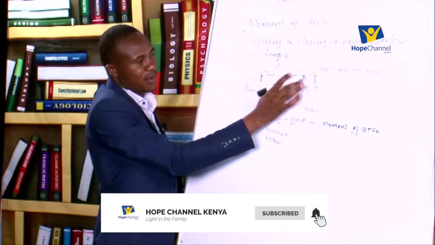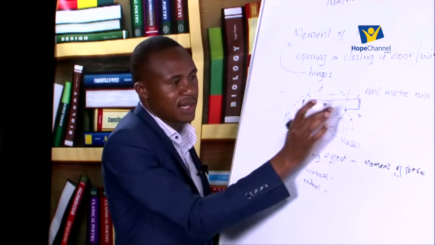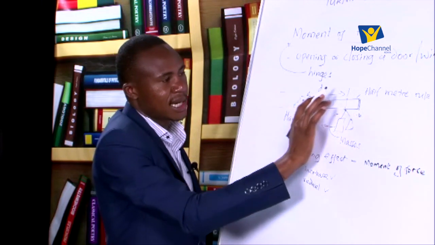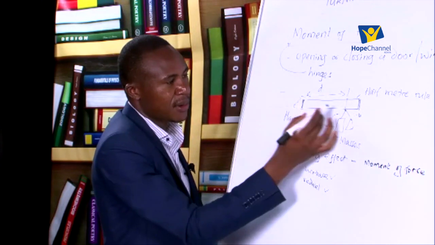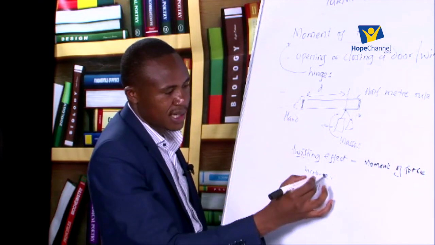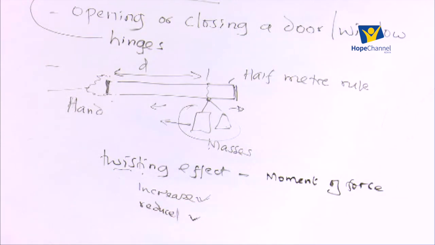Assuming now the masses are kept constant, but we vary the distance from the point of support to where they are hanging. If the distance is increasing, that means we are moving away from the hand, and the twisting effect also increases. If the distance reduces, the twisting effect also reduces.